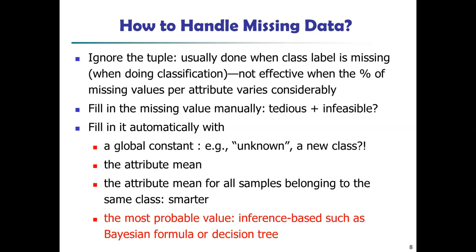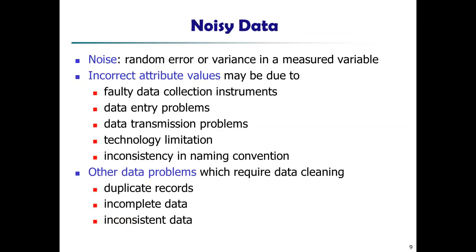Okay. This is the most probable value inference: fill the missing value with the most probable value. Next one, noisy data.